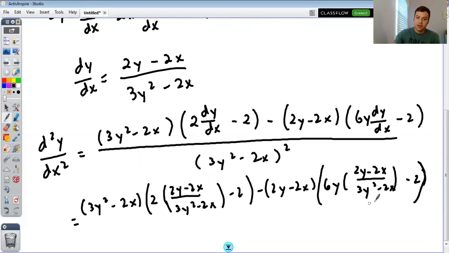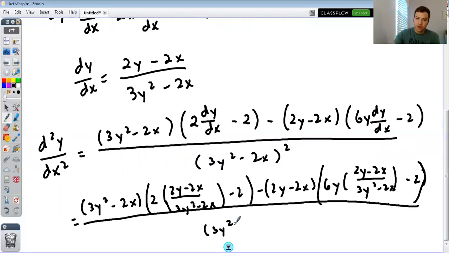Get my parentheses right, and that all over bottom squared. Okay, not going to try to simplify this, but maybe there's a value that you're solving it at or something to make it a little bit easier. Or maybe it's a lot simpler than this one, and it's a problem you can then simplify and work with. But that's a good review of implicit.